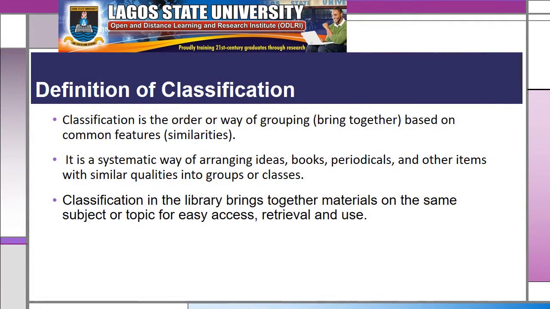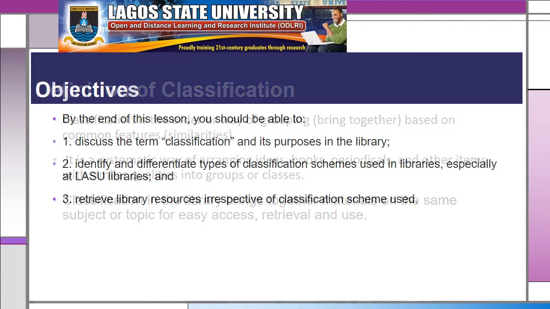Definition of classification. Classification is the order of grouping things based on common features. It is a systematic way of arranging ideas, books, and some other things. Classification in the library brings together materials on the same subject or topic for easy access, retrieval, and use.